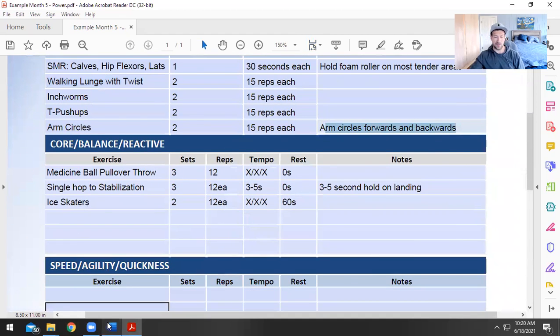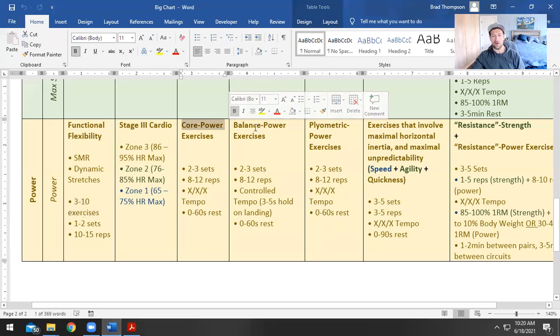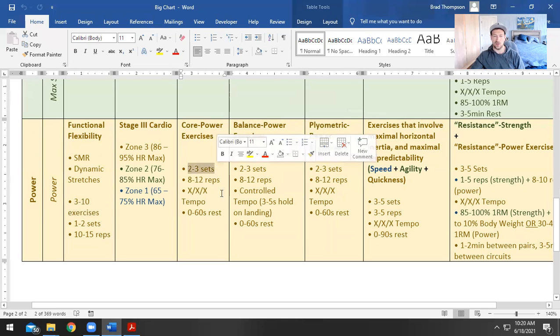Then we are going to pick core power, balance power, and reactive power exercises. 2 to 3 sets, 8 to 12 reps for everything.